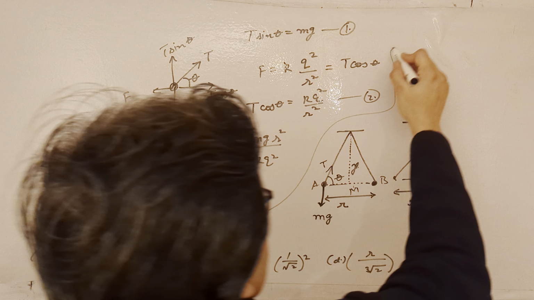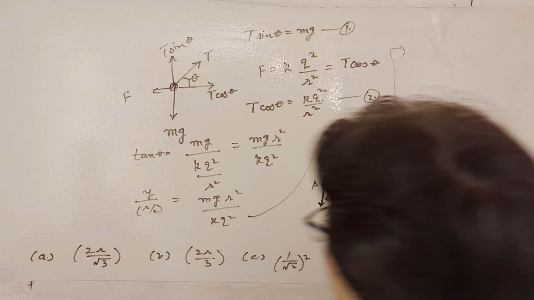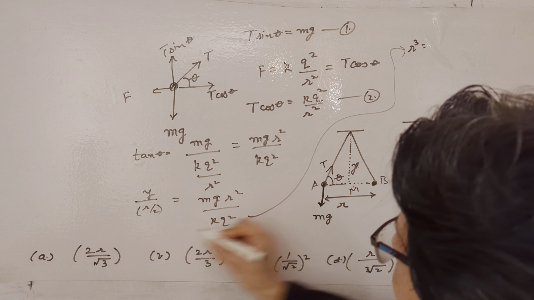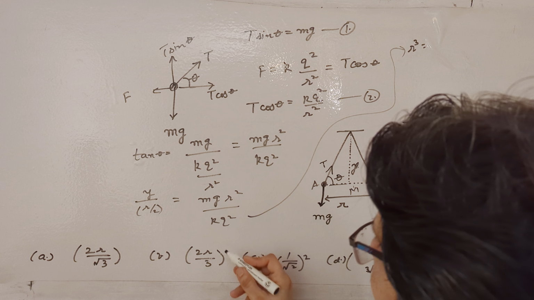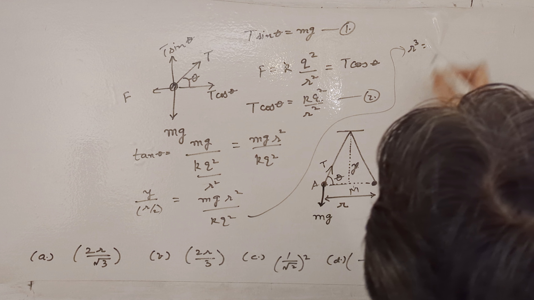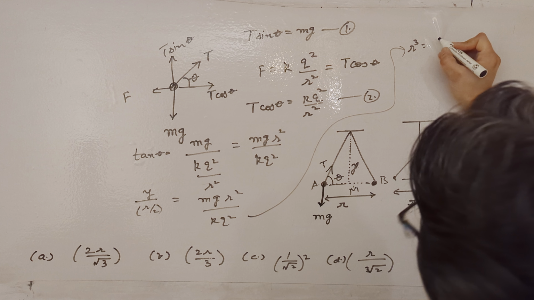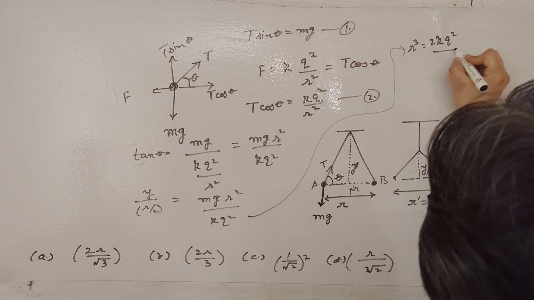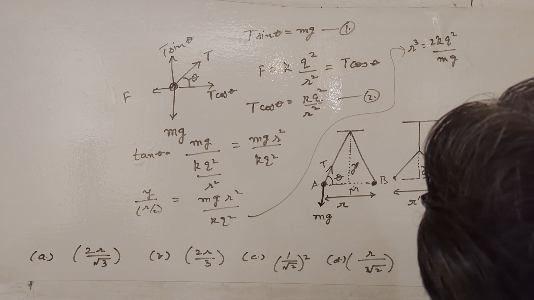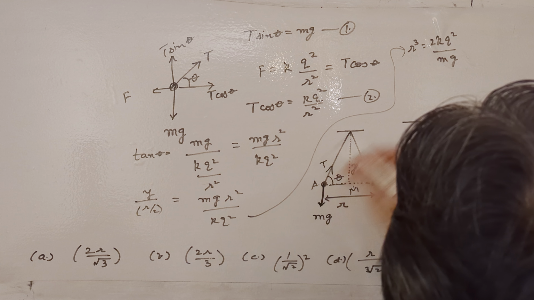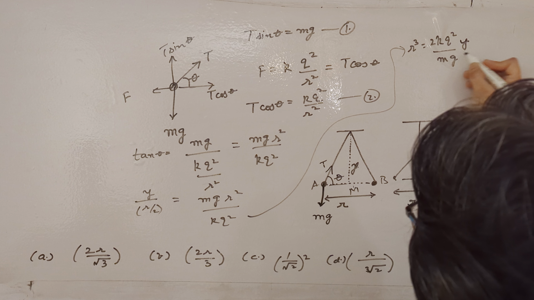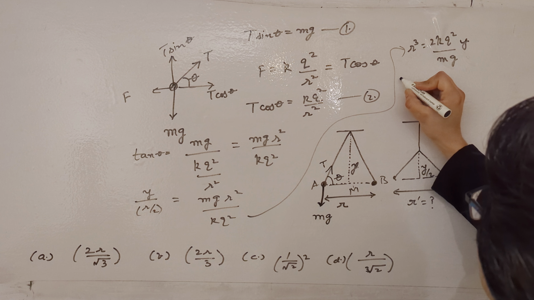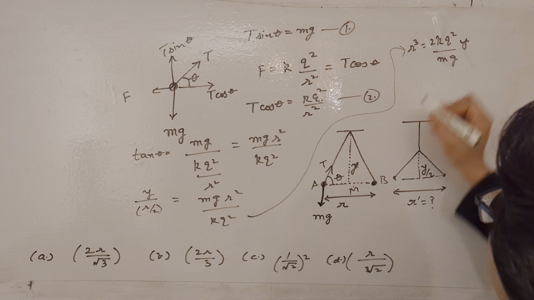Now this value becomes, we can write it down as r to the power 3. Cross multiplying it, we get r to the power 3 is equal to, this value is equal to 2kq square upon mg, and y is also here, so 2kq square y upon mg. So this value becomes 2kq square y by mg.